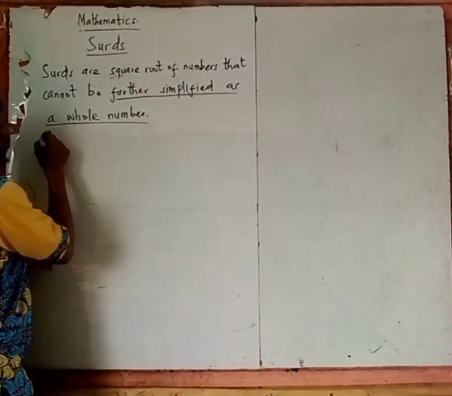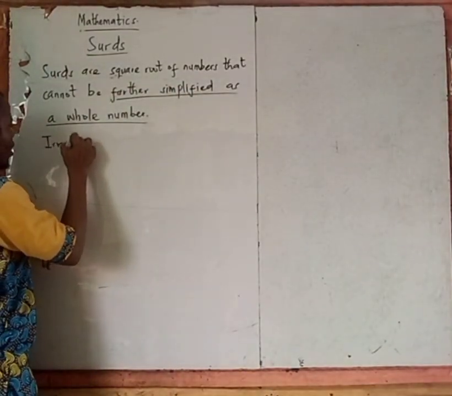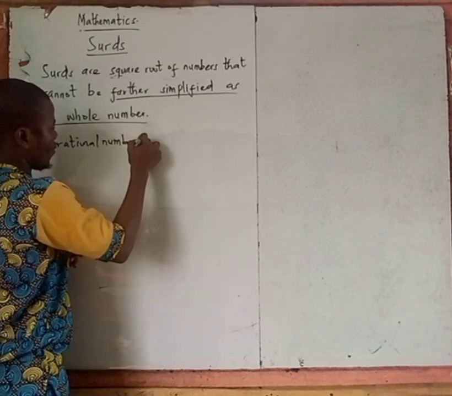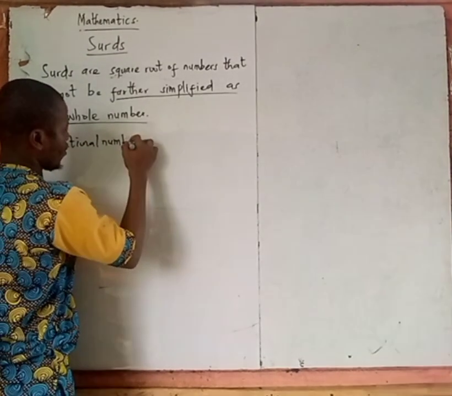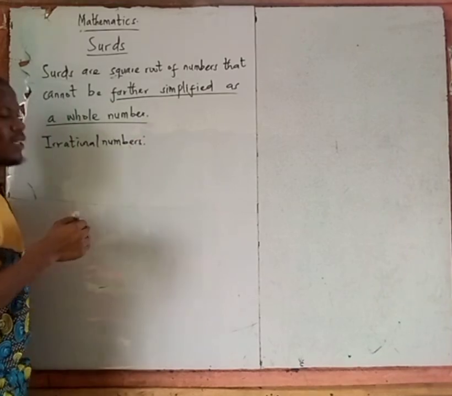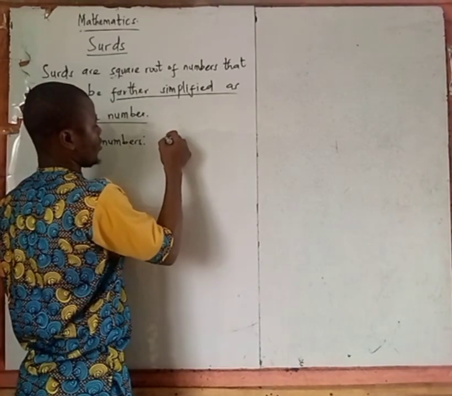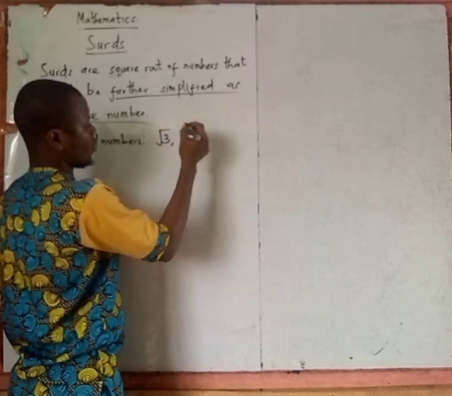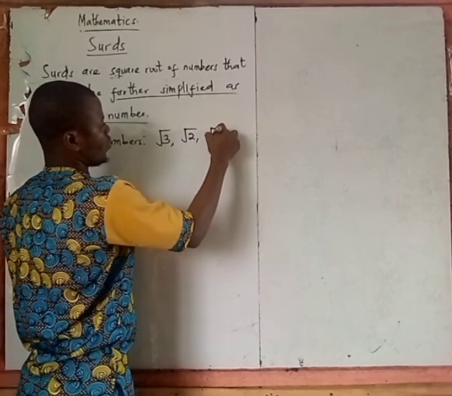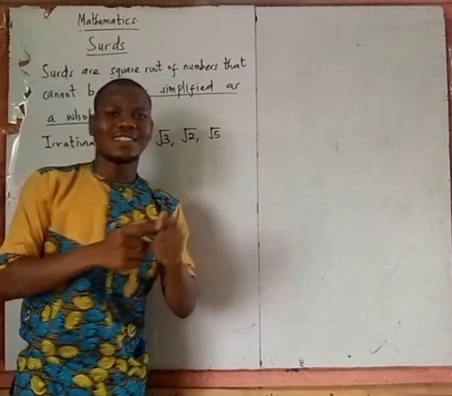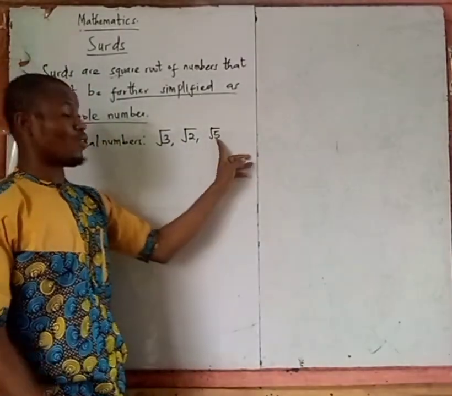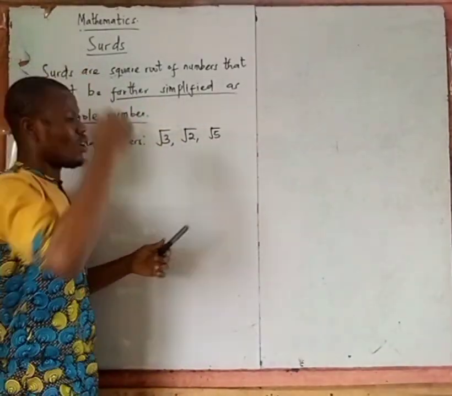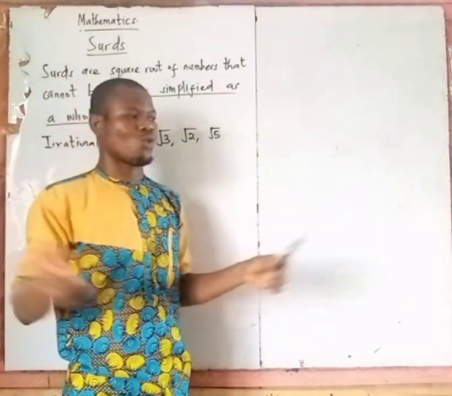For example, they are irrational numbers. For example, we have this. We have root 3, root 2, root 5. We cannot find the square root of these numbers. If you find the square root, they give you a decimal number. So they don't have a perfect square. They are not perfect squares.